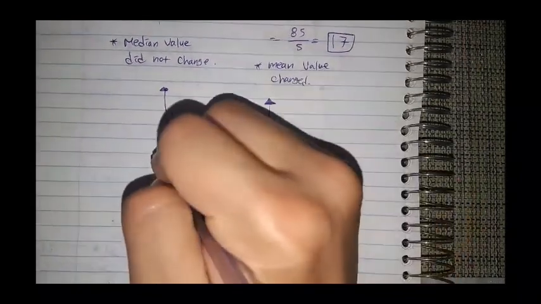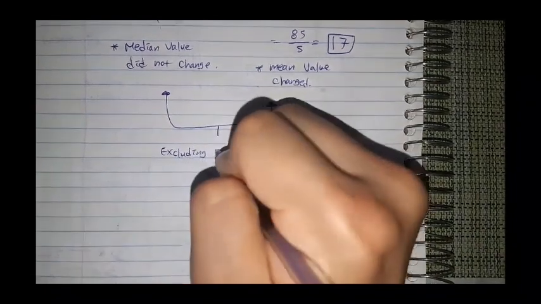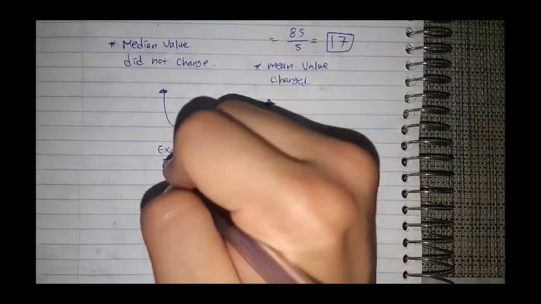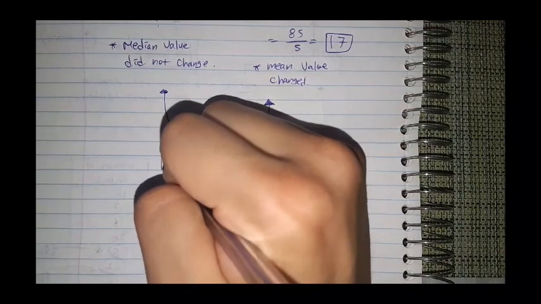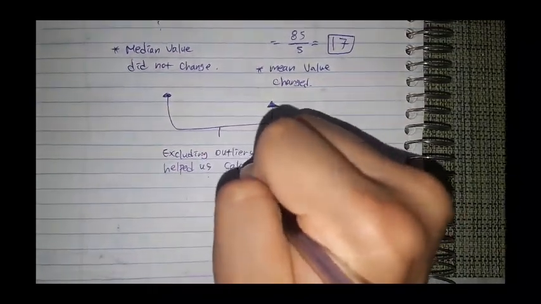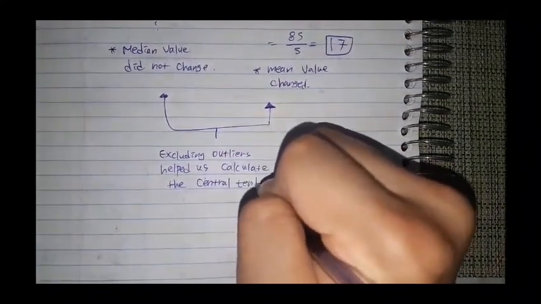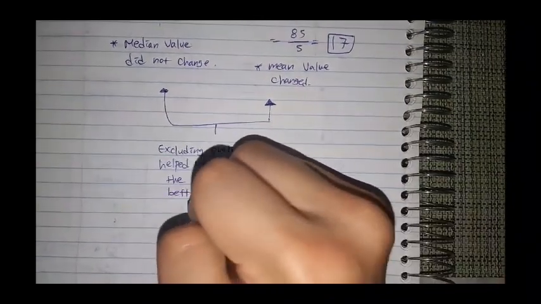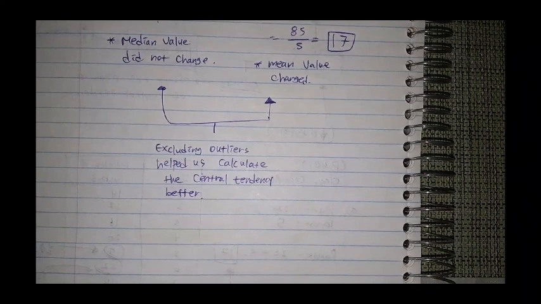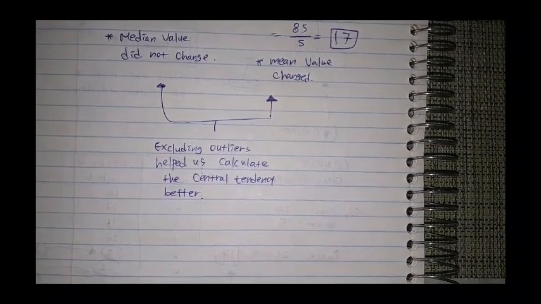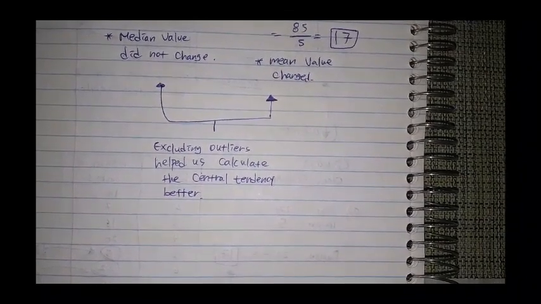So excluding outliers helped us calculate the central tendency better. That's what I want to point out, because 5 shots or 22 shots doesn't seem to represent the normal average situation. So have that in your mind. You need to use your judgment, and if the range is too far, it is a good idea to exclude.